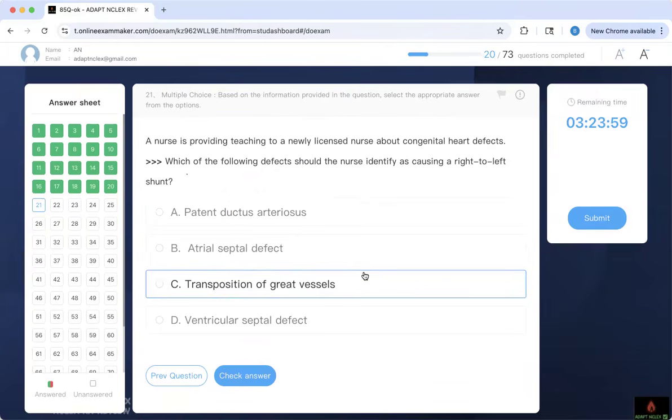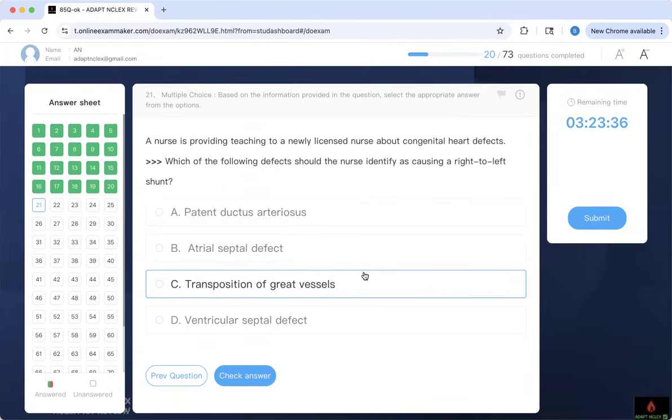Cardiology. Which of the following defects should the nurse identify as the cause of a right to left shunt? A nurse is providing teaching to a newly licensed nurse about congenital heart defects. Which one is right to left? That means a cyanotic baby. Patent ductus arteriosus, atrial septal defect, transposition of great vessels, ventricular septal defect.